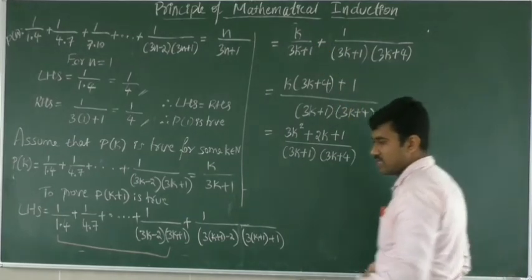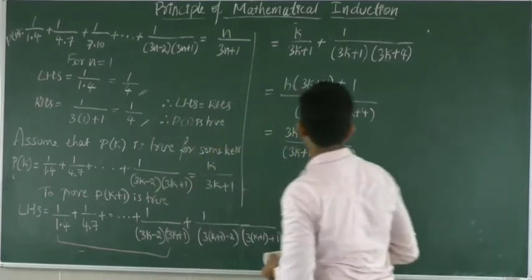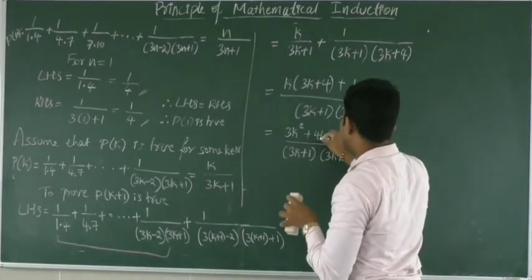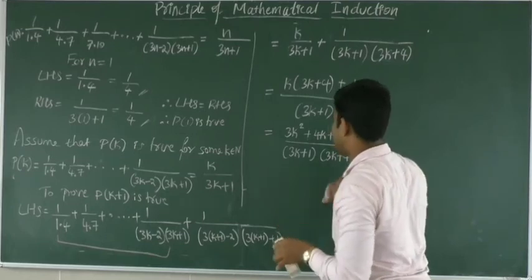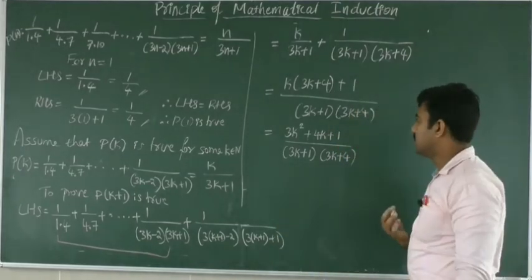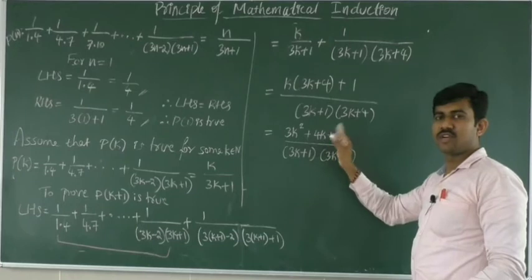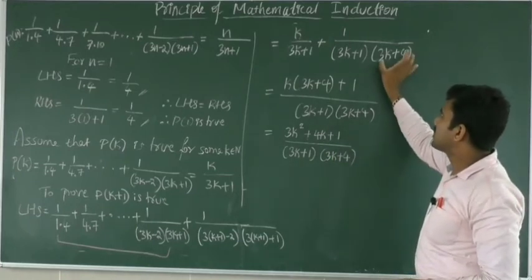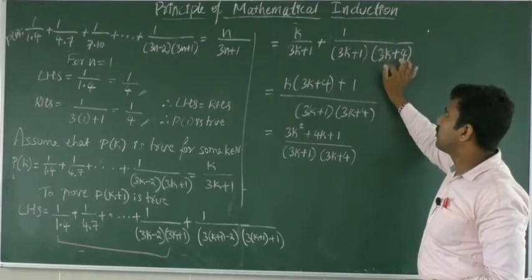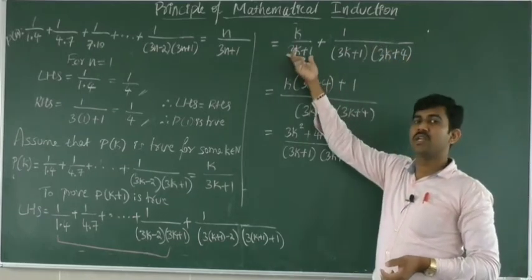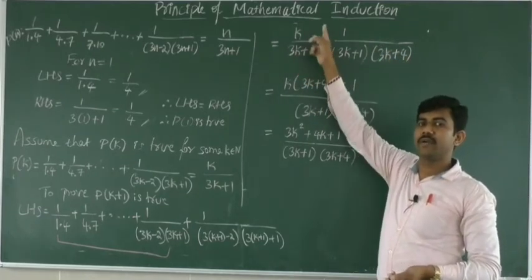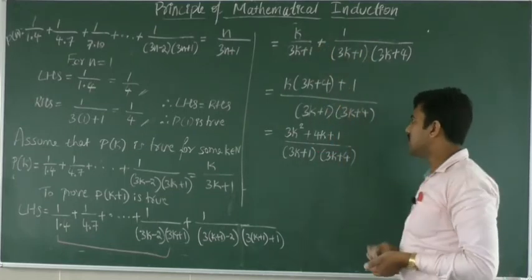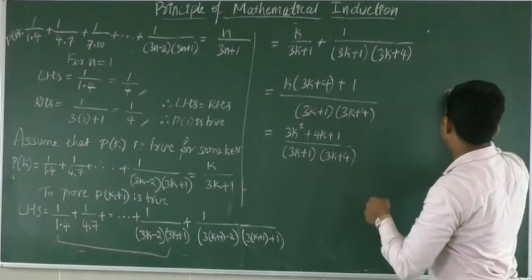So what we'll get here, just check it. That is 3k square plus 4k plus 1. Like this you have to check when you write improperly. So 3k square plus 4k plus 1 is correct now. Understood? Here 3k plus 1 into 3k plus 4 is the denominator. Here 3k plus 1 only you have, so you should multiply and divide by 3k plus 4 to make a common denominator. So now you can do the factorization method.